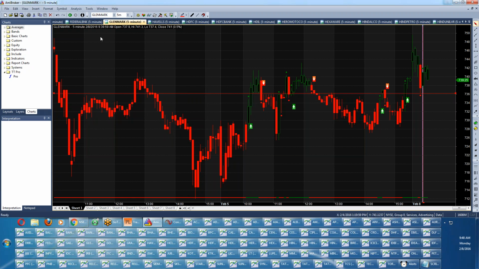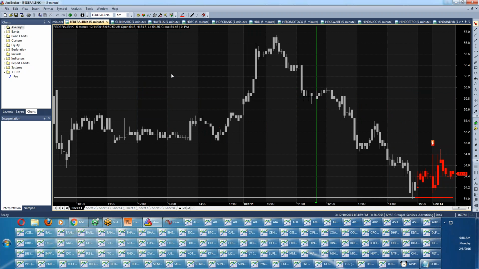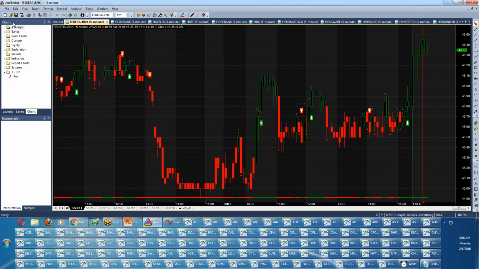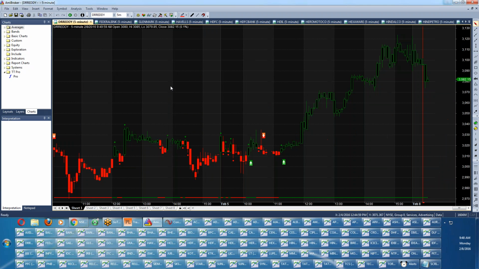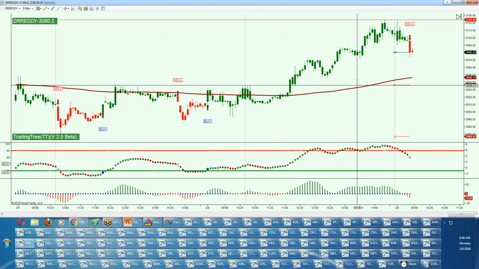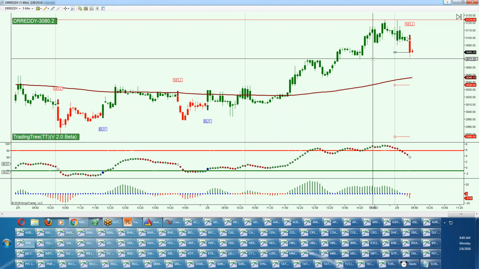So that's the idea behind having both the applications, that is your Ammyy and TradingTree. We already have a Dr. Reddy sell here, but here we have not gotten the sell alert or the confirmation. So we'll wait till we get that confirmation and then we'll be able to short it. So that's the idea behind having these two things.